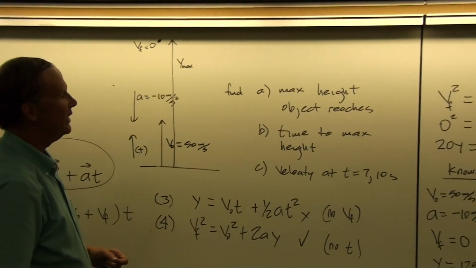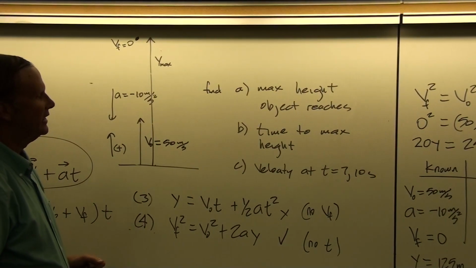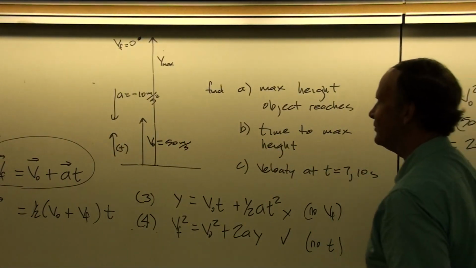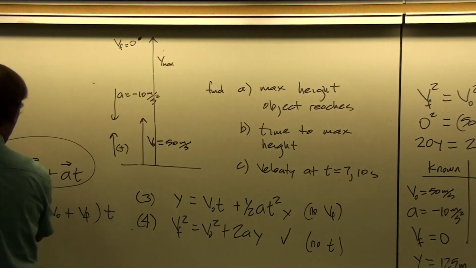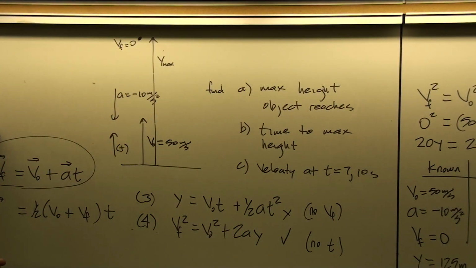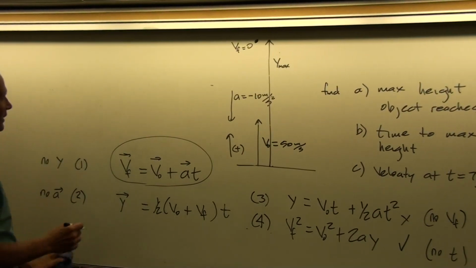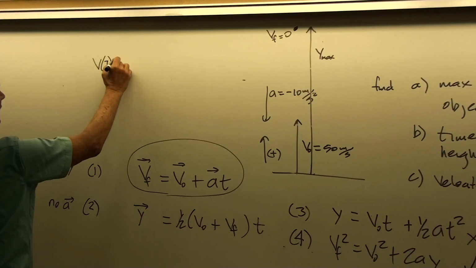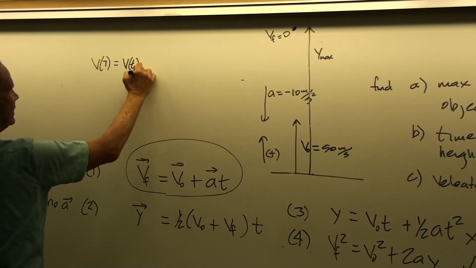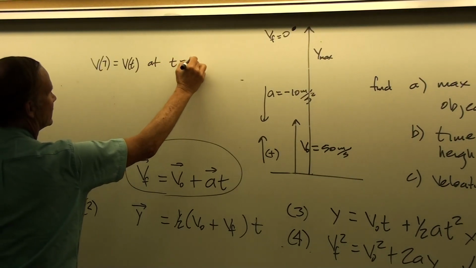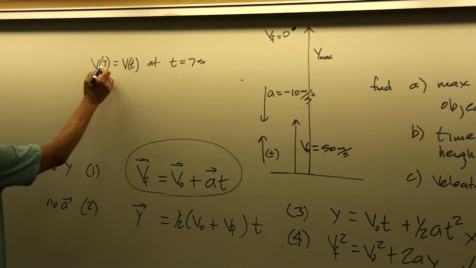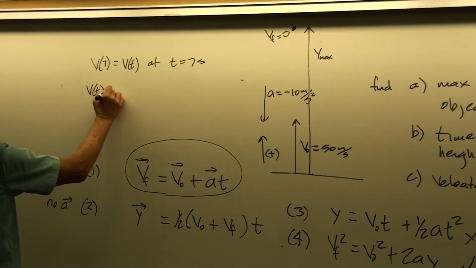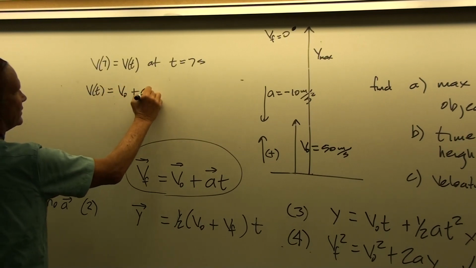Part C, let's find the velocity at t equals 7 and 10 seconds. Now we know all of these, so we might as well use the equation that involves the velocity that is most straightforward in terms of the algebra. So that's equation 1 again. So v of 7 is just v of t at t equals 7 seconds. I'm not saying v times 7. I'm saying that it's a function of time at t equals 7 seconds. And so v of t in general is v0 plus at.